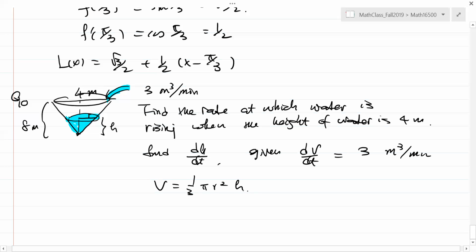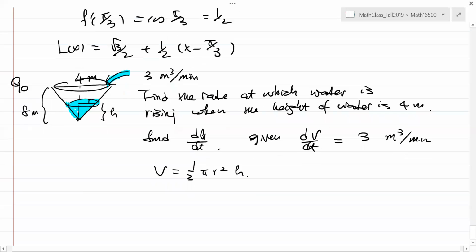When you look at the formula, V depends not only on the height but also on the radius. But the shape of the tank is already fixed, so when you change the height, you change the radius. They're not independent variables. Those are related variables. That's what we're talking about, related rates. So h and r are related. For the cone, V equals pi r squared times h divided by 3.